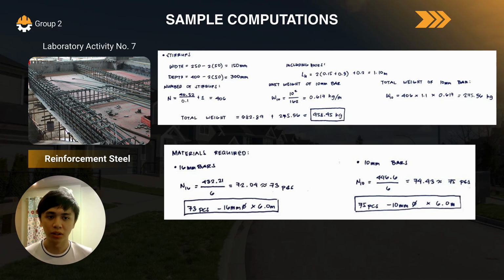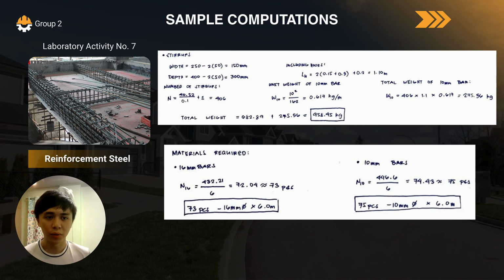And next up, we need to calculate the number of stirrups that we need. Based on the total length of the tie beams, we have 40.52. Divide that by the spacing, which is around 100 millimeters, and we get 406 pieces of stirrups. Next, we calculate the length needed for each stirrup, and we get 1.1 meters for each stirrup.